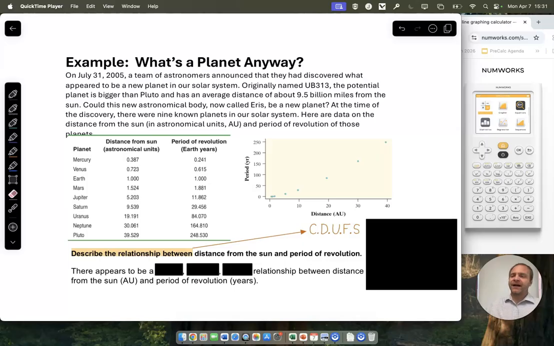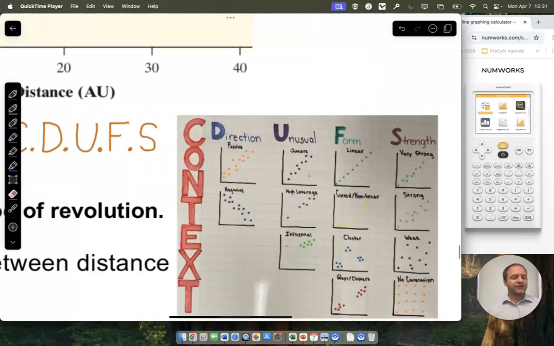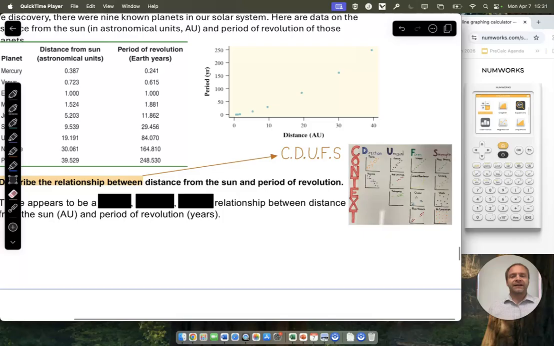Here are the data. We have all the information on the side. One thing I want you to realize is the first thing it says is describe the relationship. That's CDOFS. And what is CDOFS? Well, we have the nice little poster for that. Remember? Context, direction, unusual points, form, and strength. So I'm going to have to write that out.